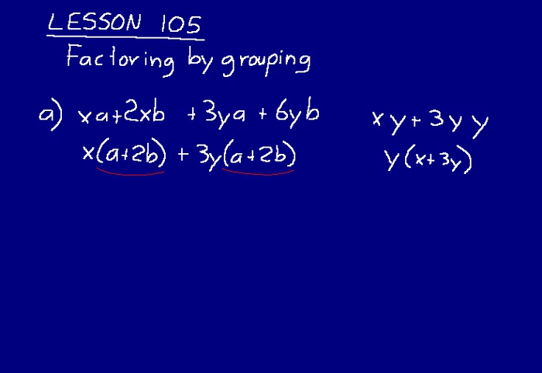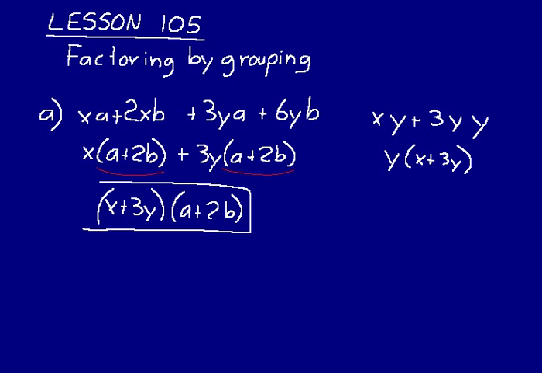Now, in the same way, we can take that binomial in parentheses there and factor it out. It's a factor that's common to both of those groups. And so we can say x plus 3y times that whole thing, a plus 2b. And so that's our factored expression there. It just seems kind of confusing sometimes when you have a binomial like that in parentheses, but you know that anytime you have a factor that's common to several terms, you can factor it out.